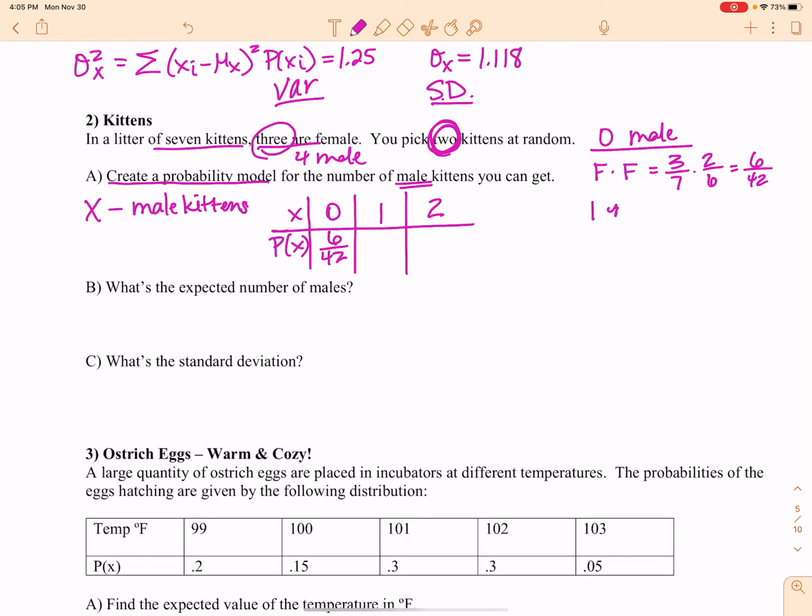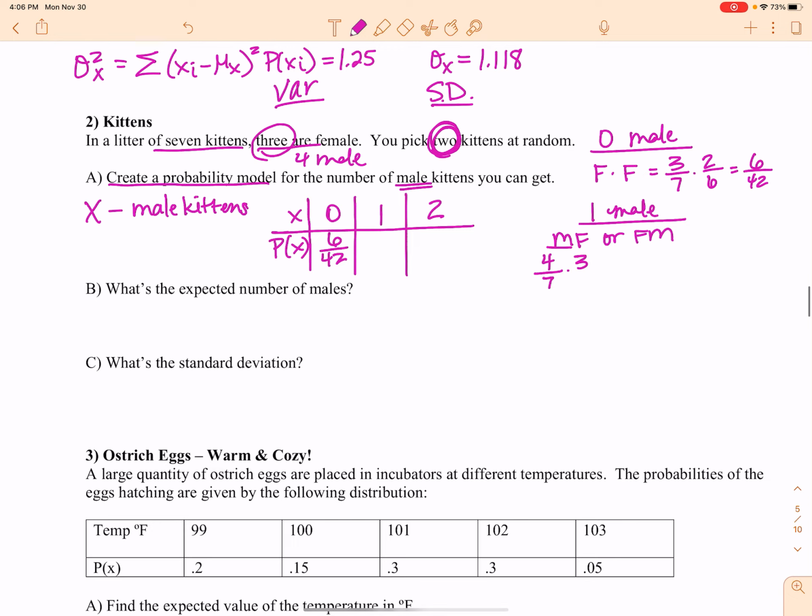Okay, now let's look at 1 male kitten. This could happen as a male-female, or the female first and then the male. So we need to take both of these scenarios into account. The probability the first kitten is a male is going to be 4 out of 7, and then the probability the next kitten will be a female will be 3 out of 6. One fewer total kittens, but still all 3 of the females to choose from. So this is going to be 12 over 42.